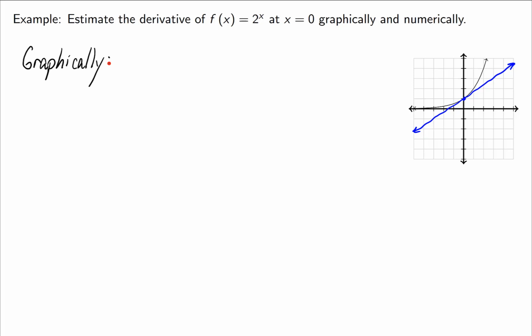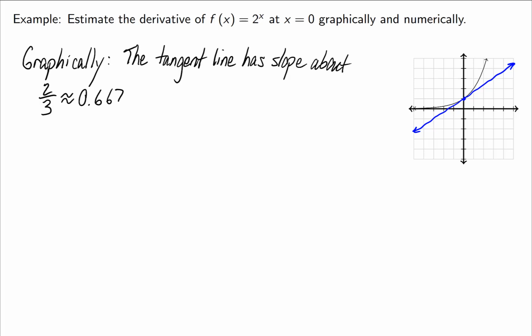So graphically, what we'll do is look at the points and say, here's another point on that line. I'm going to say the rise is about 2 for a run of 3. That's what we're looking at here. The tangent line has slope about 2/3, and I went ahead and approximated that to about 0.667. That will help us.